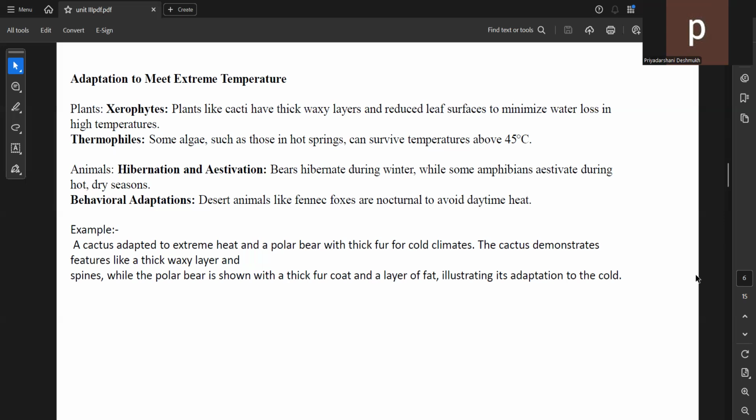Here are separate illustrations showing the cactus adapting to extreme heat and the polar bear with thick fur for cold climate. The cactus demonstrates features like a thick wax layer and spines, while the polar bear is shown with a thick fur coat and a layer of fat, illustrating its adaptation to the cold.